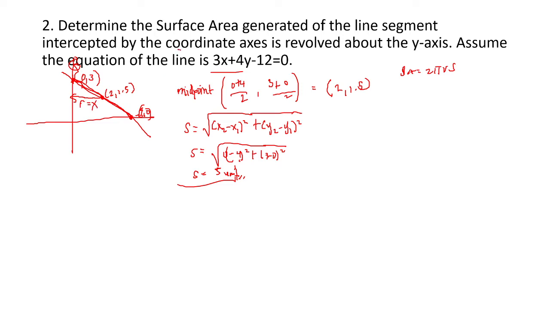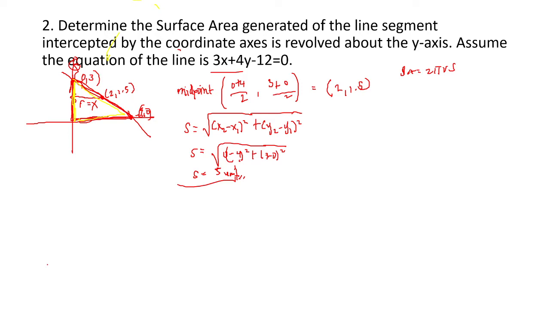Since the problem is saying the line segment is intercepted only by the coordinate axes, we're just going to find this, intercepted by the coordinate axes, x and y. So this portion here.